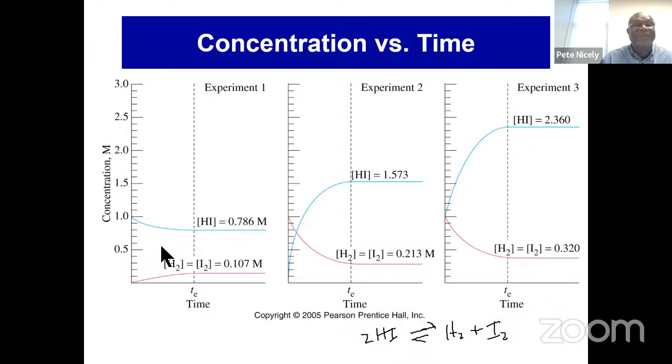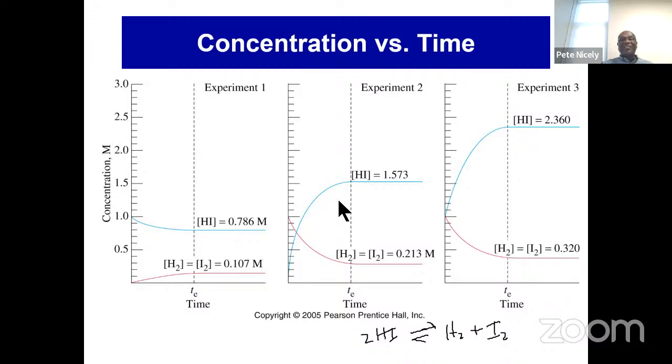The first graph shows you what happens when you start off with 1 molar concentration of HI and no H2 or I2. The concentration of HI falls and then flattens out, and the concentration of both H2 and I2 increases from 0 and then flattens out to this value right here. So that's what happens when you start off with only 1.0 M of the HI and no H2 or I2 present.